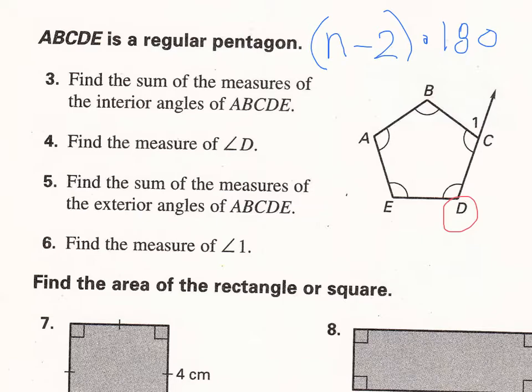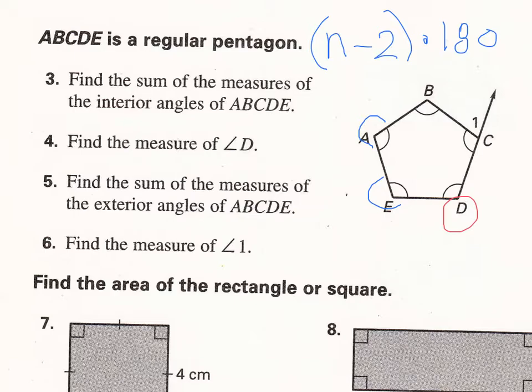Number 5, you need to figure out if you were to add up the outside angles. Okay, that would be these angles here. If you added all these up, A, B, C, D, and E, how many degrees would it be?